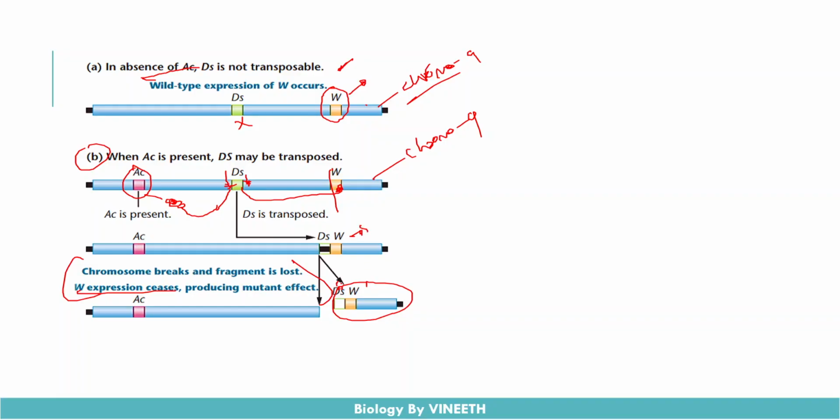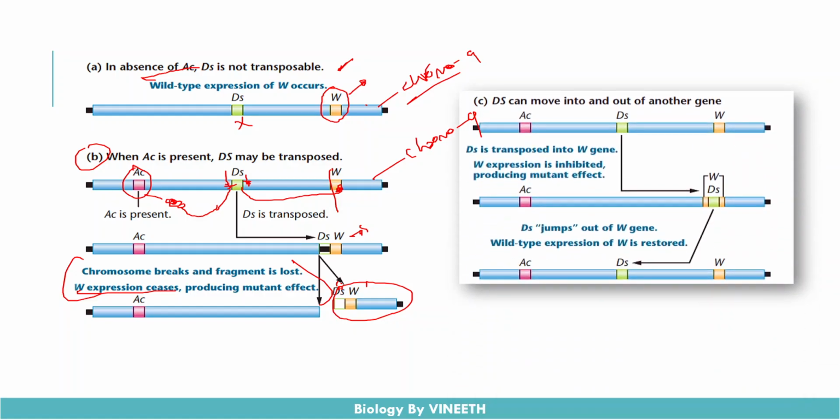So this is about the second case, where the DS element gets inserted into a different location, causing chromosomal breakages. And there is also another case where the DS element can exit itself from that location. So here the DS element is present inside an allele, inside a gene. And if the AC element is also present in that chromosome, then this AC element will be involved in the transposition of this DS element, or the exit of this DS element from that location into different locations. So this is what we see in the maize plants or the corn kernel plants.